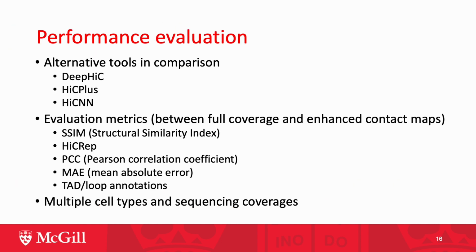We compared RegSys SR against different tools, including DeepHiC, HiCPlus, and HiCNN, in enhancing Hi-C data of multiple cell types and sequencing coverages. We used the structural similarity index, HiCRep, Pearson correlation coefficient, and L1 loss to evaluate predictions. In addition, we also studied how we can benefit from using enhanced contact maps to perform downstream analysis, for example, the loop annotation and the TAD annotation.